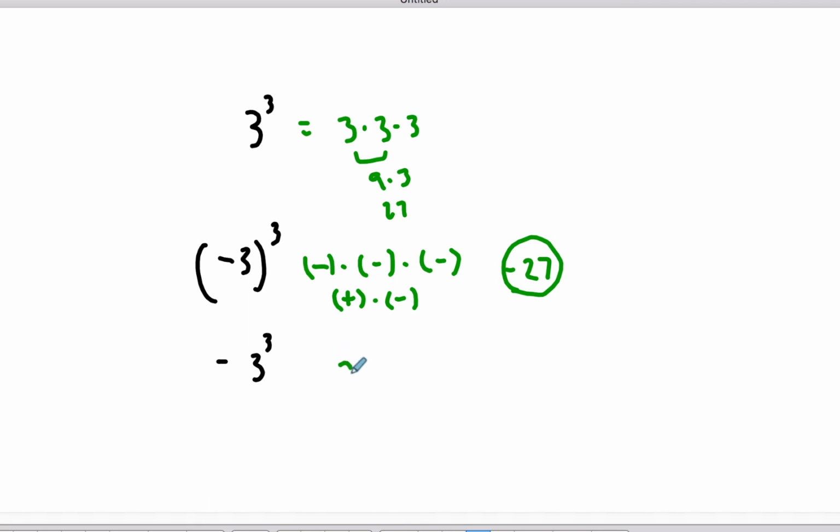And then this last one, again, it's 3 times 3 times 3, and we're just taking the opposite of whatever answer we get. So this will be 9 times 3, which is 27. And again, you're taking the opposite, so it'll equal negative 27.